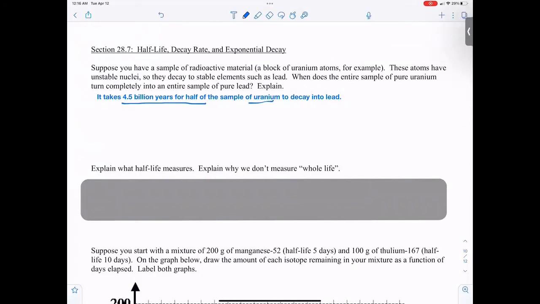For it to decay from pure uranium into pure lead, well, that's virtually never going to happen, because you're always going to be infinitely splitting your sample in half and then another half and then another half. So you're always going to have some uranium. It's just going to be infinitely smaller and less measurable over time. But it takes 4.5 billion years just to cut it in half. So think about that. It would take an infinitely long time to decay completely from one into the other.